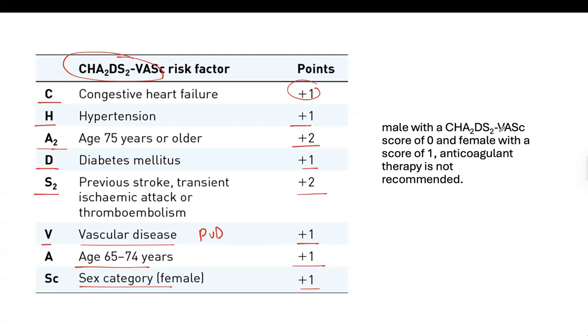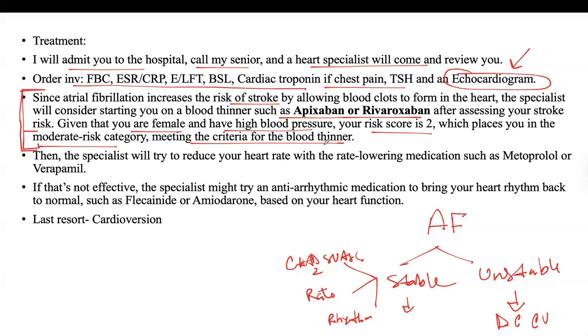Ideally, if a male has a CHA2DS2-VASc score of 0 and a female has a score of 1, we don't need to give them an anticoagulant. If a male has a score of greater than or equal to 1 and a female has a score of greater than or equal to 2, we go for anticoagulants. As this patient is female and has hypertension, she already gets 2 points. So yes, we are going to start the patient on a blood thinner.